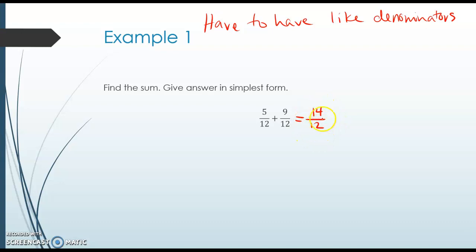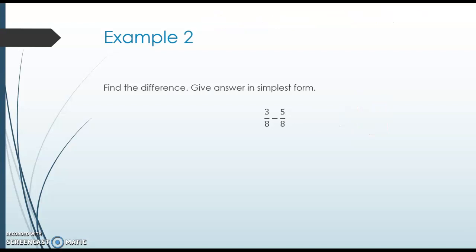14 and 12, 2 can go into both of those. So we're going to divide the numerator and denominator by 2. 14 divided by 2 is 7, and 12 divided by 2 is 6. And for now, or when you're doing paper versions of things, this is fine. In the high school, they're not going to make you change them to mixed numbers because it's easier to work with improper fractions anyway. All right, next one.